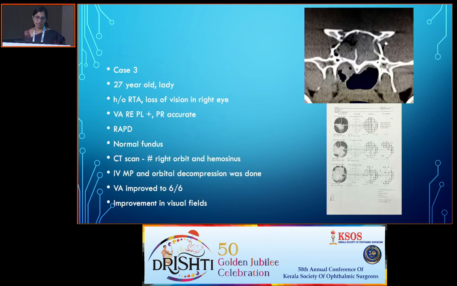A 27-year-old lady presented with loss of vision in the right eye following RTA. Her right eye vision was PL plus, PR accurate. There was RAPD, and fundus was normal. CT scan showed fracture of the orbit and hemosinus. Again, IVMP was given, and orbital decompression was done. She showed improvement in visual acuity and visual fields.